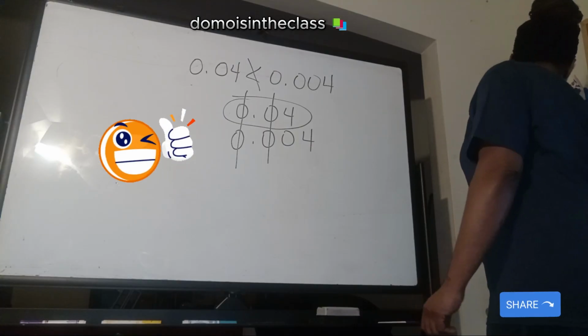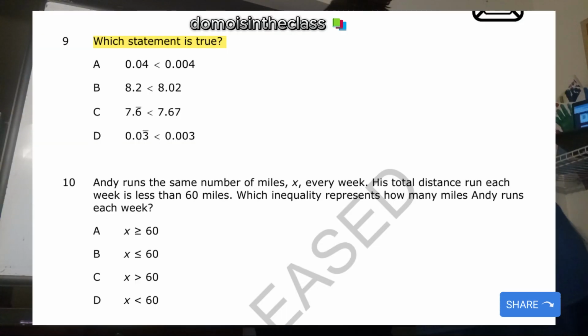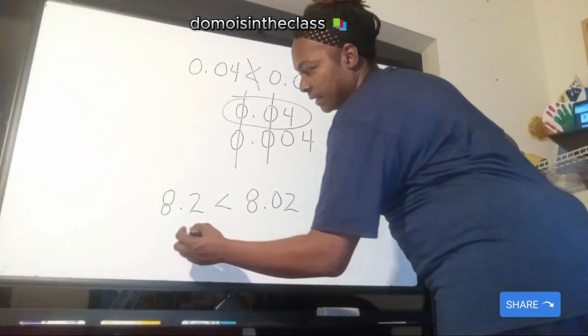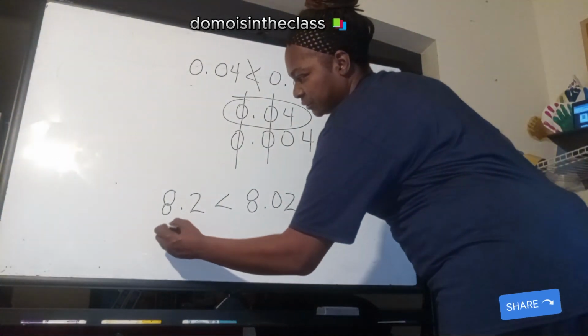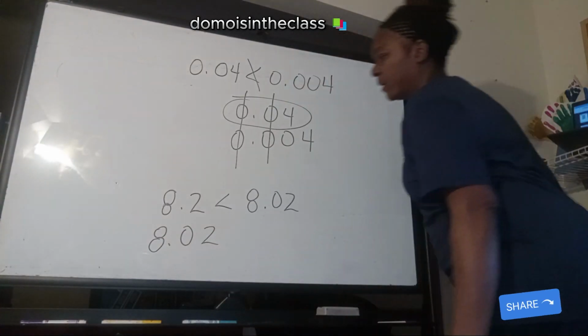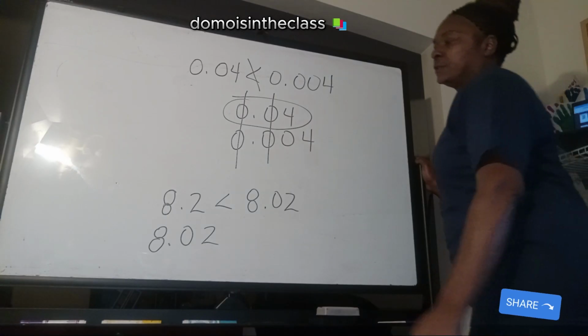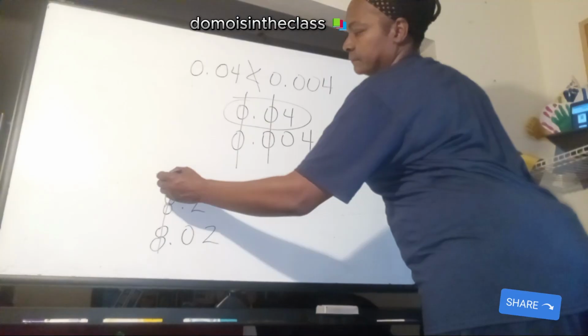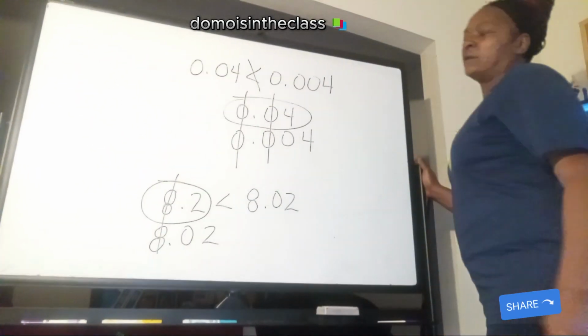Good job. So now we have 8.2, which is 8 and 2/10, is less than 8 and 2/100. Okay, so we do the same thing. We line them up. So I have the 8.2 here. I'm short on space, so I'm just going to write the 8.02, and we're going to do the same thing. So our 8s are the same, and then the 2, so that means 8.2 is greater.